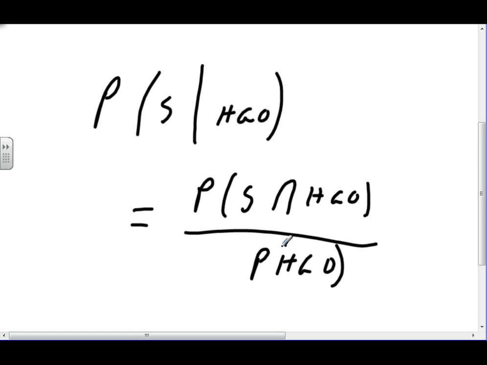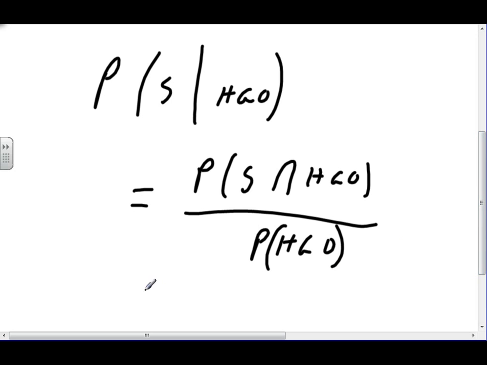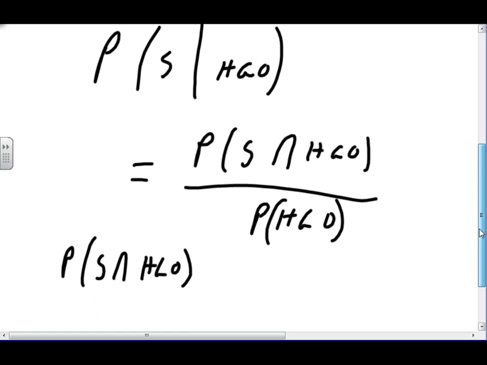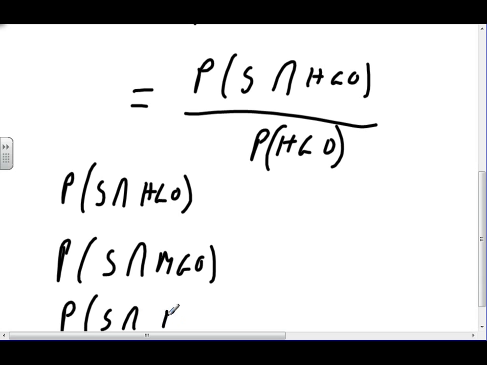Okay, that's what we're going to do. We want to know the probability of soil intersection high-grade oil, the probability of soil intersection medium-grade oil, and the probability of soil intersection no oil. Those are the things we're going to calculate. Those would be our new probabilities.